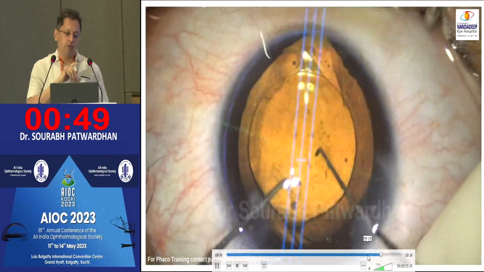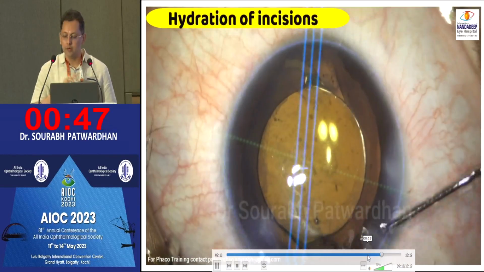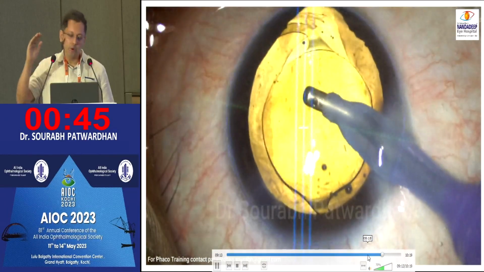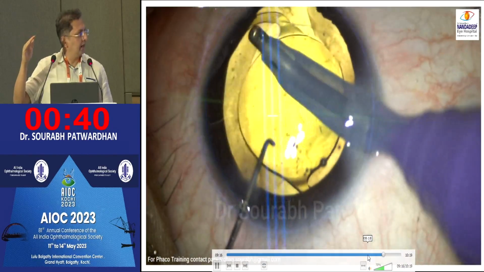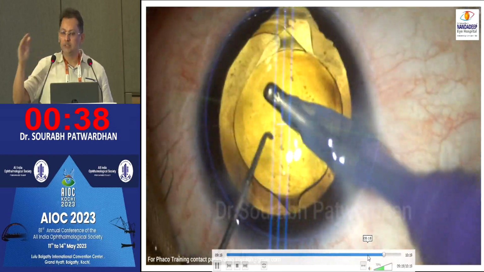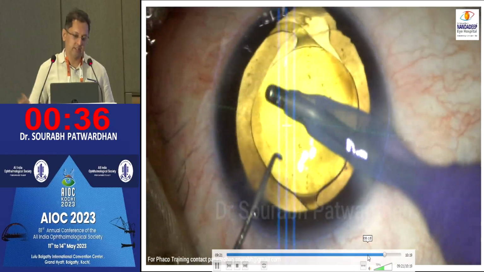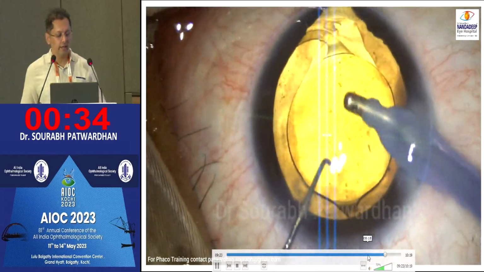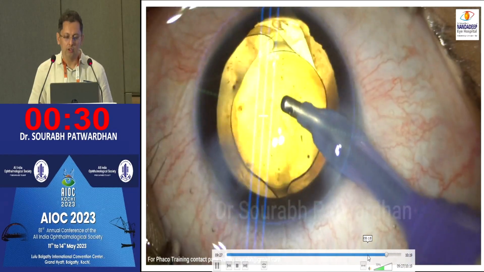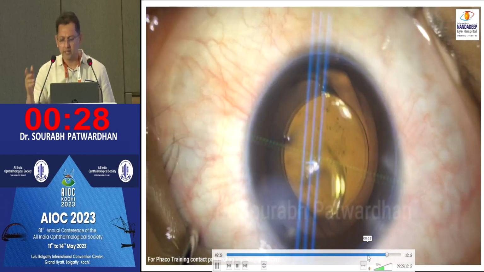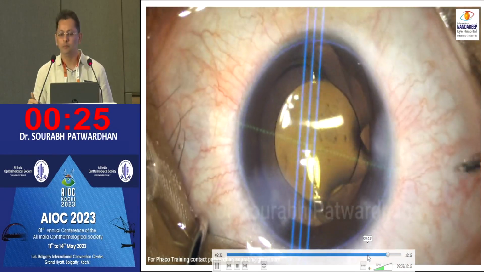And even before I remove the OVD, I am going to hydrate all the incisions. I am going to use very low IOP so that there is no sudden collapse of the anterior chamber. So there should not be shift or sudden tear or posterior extension of this radial tear. That is how I am going to end this case. So of course, somebody will say this is okay on table. What will happen post operatively?